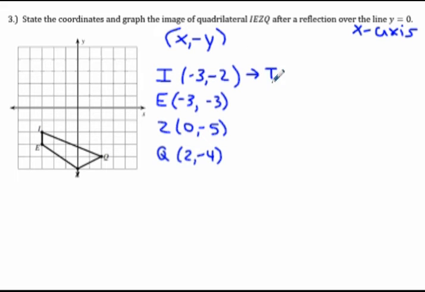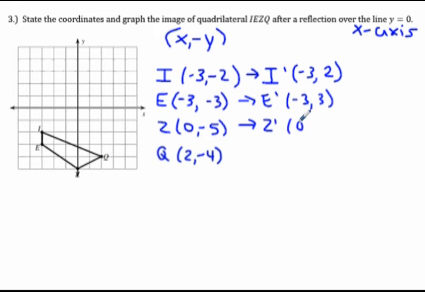So I prime is keep the x the same, so -3. And to negate the y, negate means change the sign. So since it's negative already, we're going to make it a positive. And we'll go through and do this with each of the 4 coordinates. Keep the x the same, change the sign for the y. And z prime, 0, just say 0. Change the sign of the y. And q prime would be 2, and then change the sign to +4.